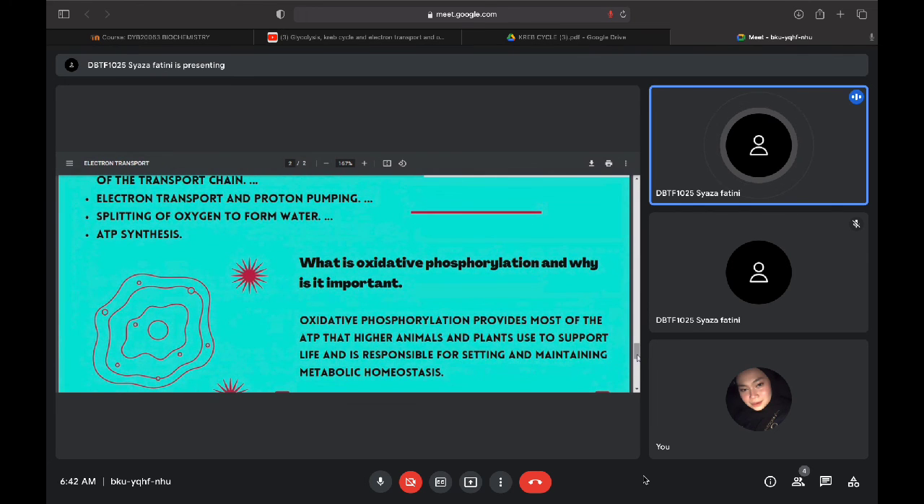What is oxidative phosphorylation and why is it important? Oxidative phosphorylation provides most of the ATP that higher animals and plants use to support life and is responsible for setting and maintaining metabolic homeostasis.